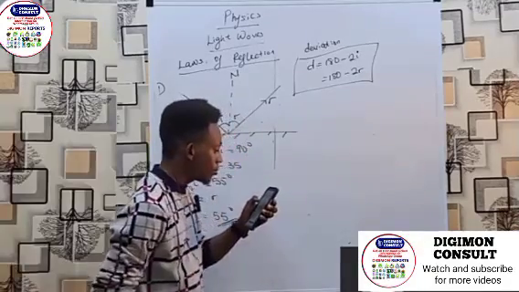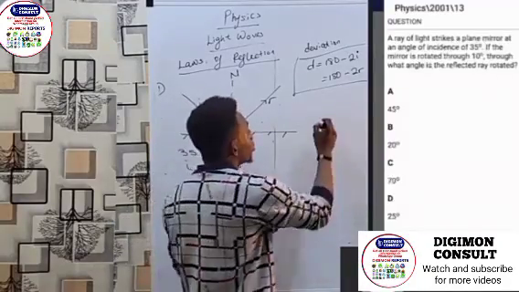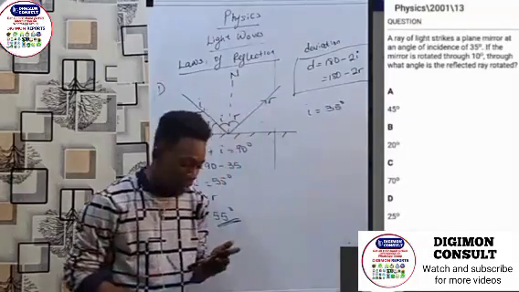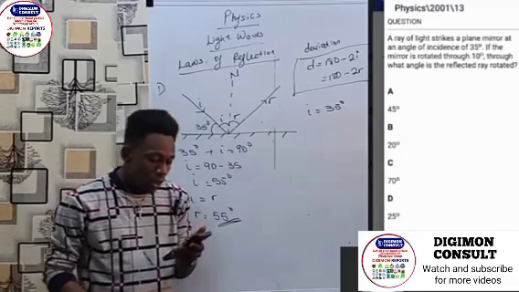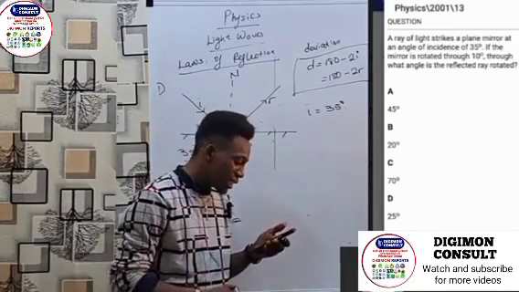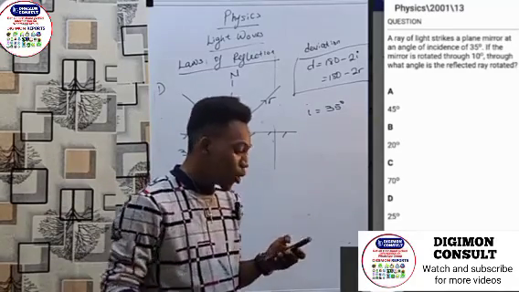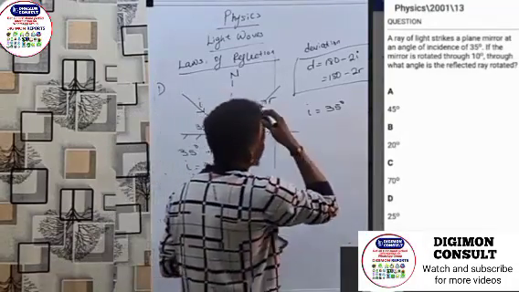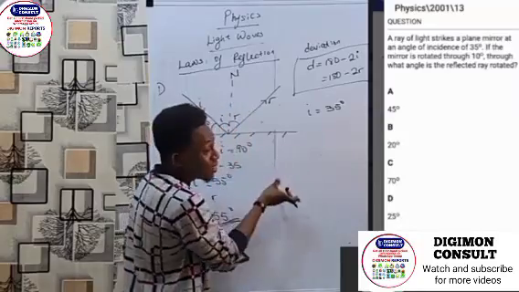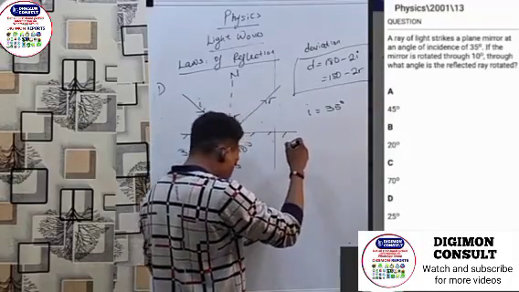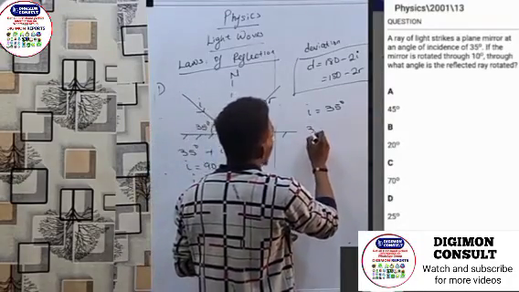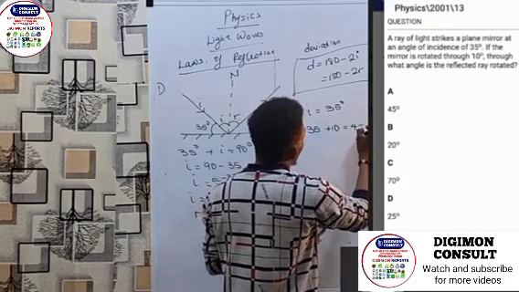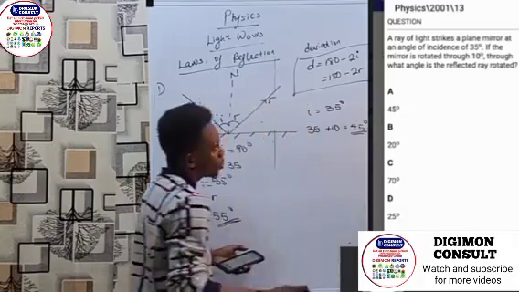The question says, a ray of light strikes a plane mirror at an angle of 35 degrees. Angle of incidence of 35. If the mirror is rotated through 10 degrees, what angle is the reflected ray rotated? That tells us that the mirror increases its angle by 10 degrees. So our answer will simply be 35 plus 10 equals what? 45 degrees. And that's all.